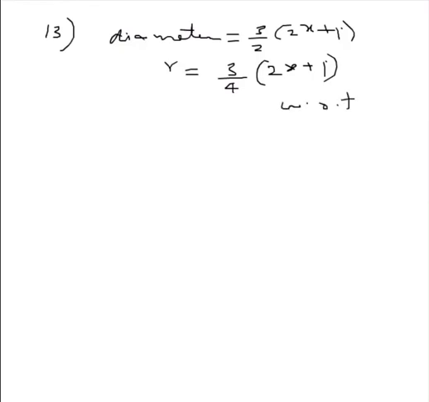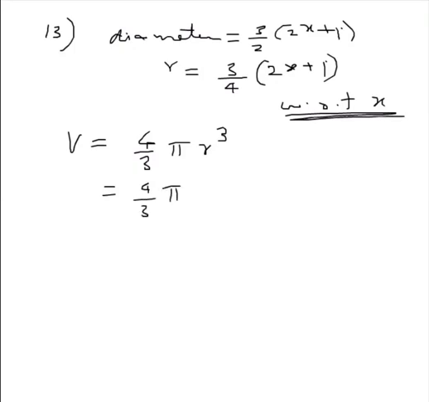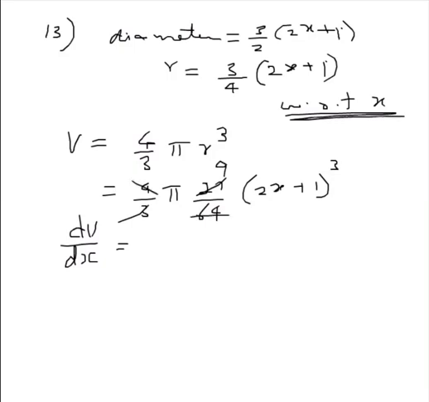It is given in the question clearly that you have to differentiate with respect to x. So the volume of the sphere formula is 4 by 3 pi r cube, but r is given, so we will substitute. So 3 cube is 27, 4 cube is 64, and (2x plus 1) the whole cube. We have to differentiate the volume with respect to x because it is mentioned in the question. Now this is 9 times, this is 16, so 9 pi by 16 is a constant.